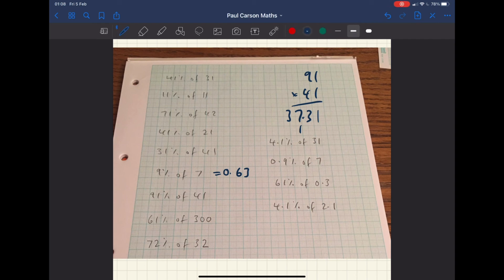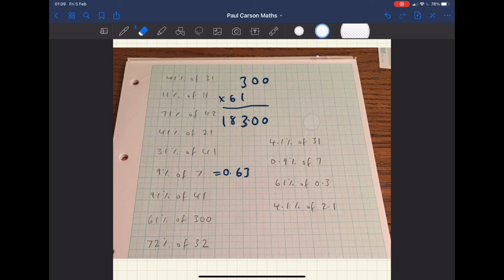61% of 300. So here, this is where we start to use some of our previous lessons. We're going to put the numbers in a place that's convenient to us. So 61 times 3, ignore the zeros, so it's just going to be 3 times 1 is 3, 3 times 6 is 18, put 2 zeros in, divide by 100, 183. 72% of 32, times them together. 2 times 2 is 4, 14 and 6 make 20, 7 3s are 21, 23, divided by 100, 23.04.